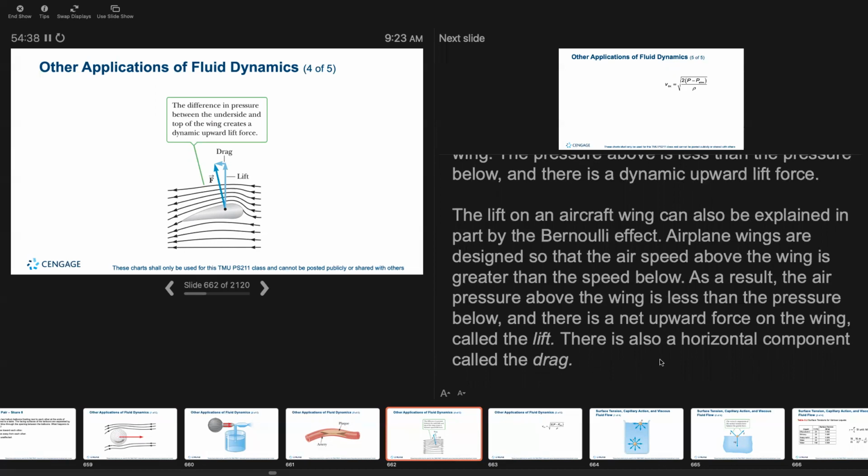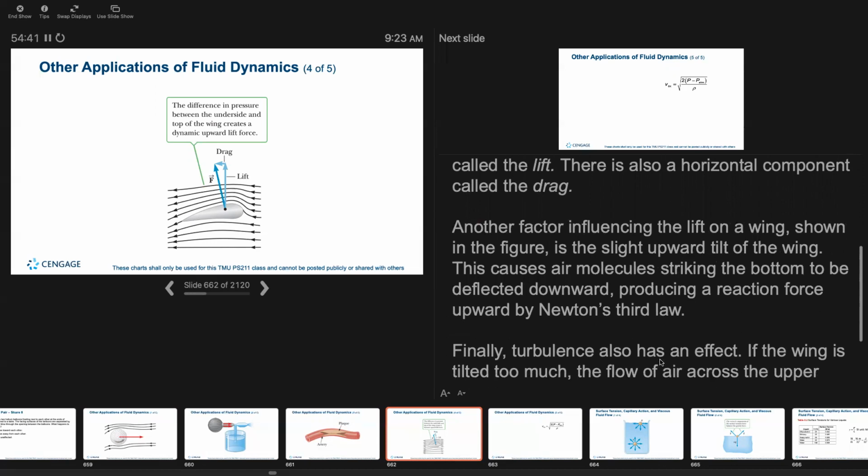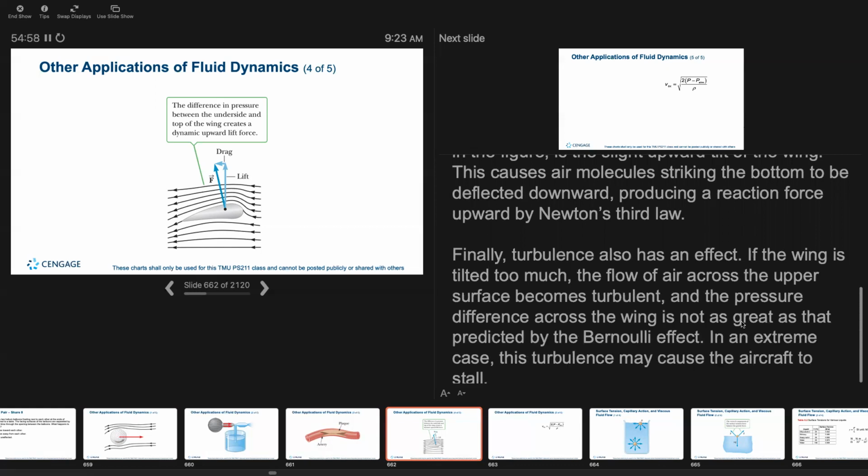There's also a horizontal component called the drag. Another factor influencing the lift on a wing, shown in the figure, is the slight upward tilt of the wing. This causes air molecules striking the bottom to be deflected downward, producing a reaction force upward by Newton's third law. Finally, turbulence also has an effect. If the wing is tilted too much, the flow of air across the upper surface becomes turbulent. The pressure difference across the wing is not as great as predicted by the Bernoulli effect. In an extreme case, the turbulence may cause the aircraft to stall.